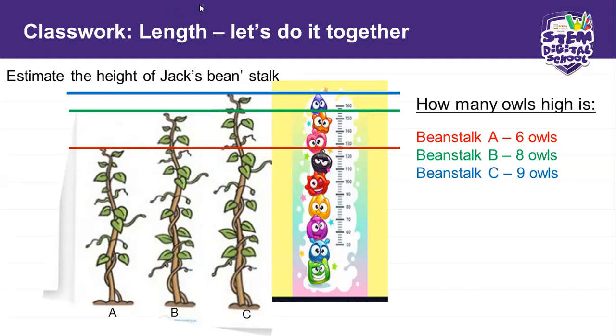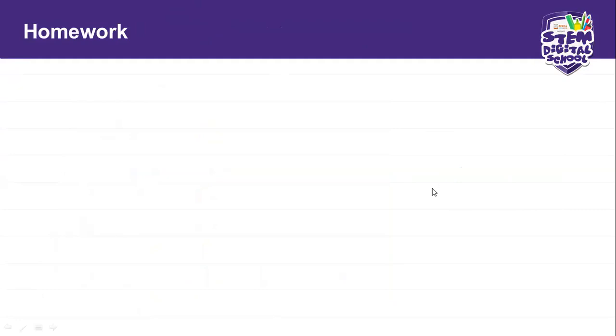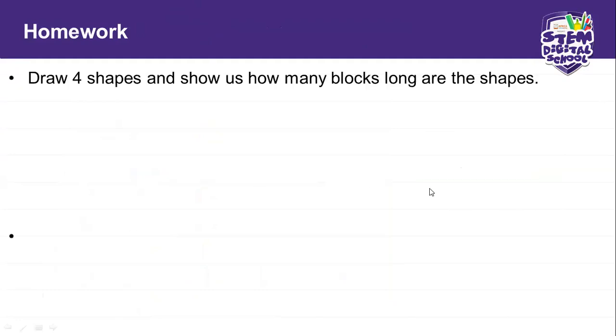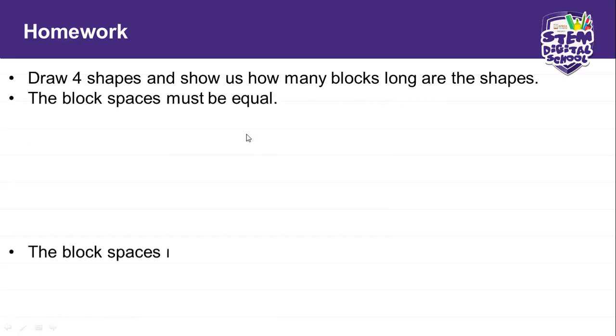Now let's go to our homework. Draw 4 shapes and show us how many blocks long the shapes are. I will give you an example, and the block spaces must be equal. For example, let me talk about two shapes. Maybe I choose a square and I also choose a rectangle.